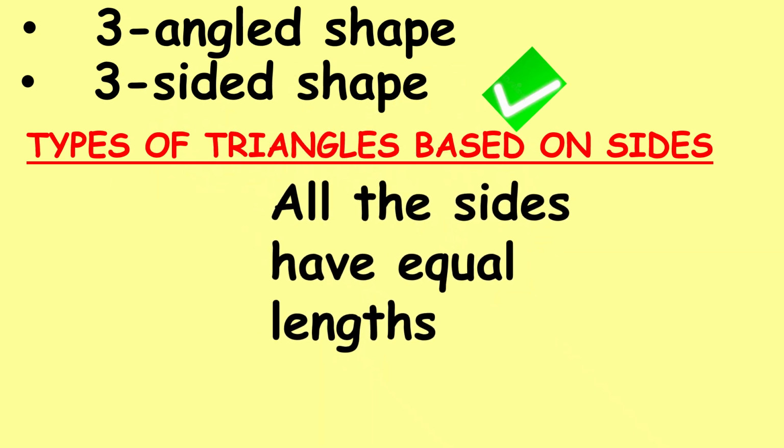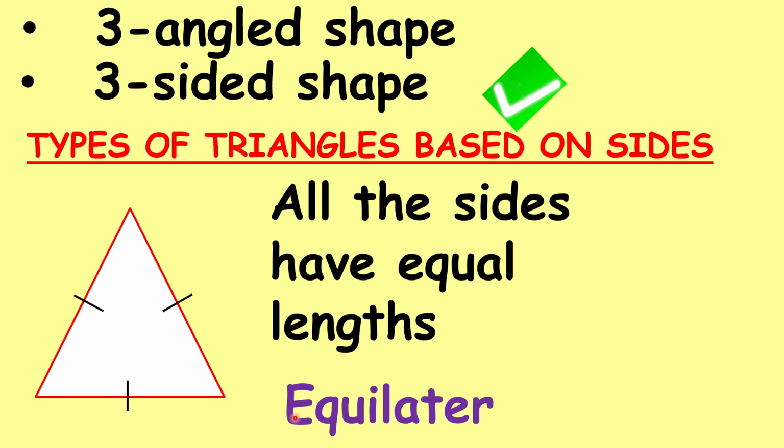When all the sides have equal lengths, then we call it an equilateral triangle. It's called an equilateral triangle. From the word equi, meaning equal, and lateral, sides. So it's an equal-sided triangle. And that's why we have these lines showing they are equal. The same one line for all the three sides, showing that they are equal.